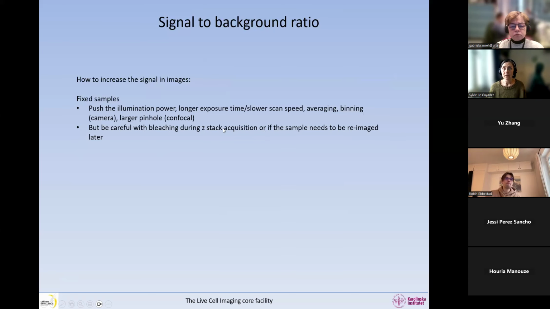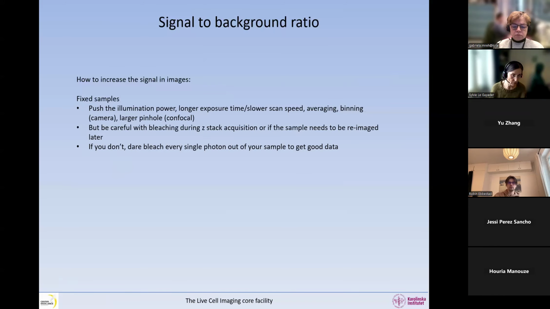And of course, if your sample needs to be reimaged later, you have to be careful also with not bleaching it. But if you don't think that you have a problem with bleaching, or you don't need to reimage your sample later, just blast the thing. Put a higher laser. I know so many people who just use 1% of the laser, whatever happens. No, there's a reason why there is a slider. We can move it up and down. So put a lot of light and dare to bleach every single photon out of your sample while you're getting the image so that you get good data.